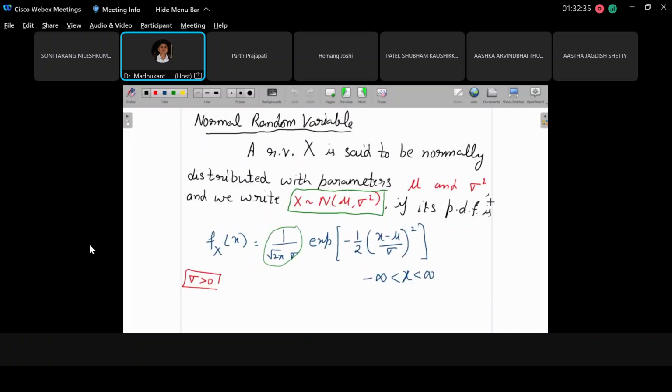Fine. Now it's a very important random variable which you will see when you go for some advanced topics. Okay, and this is actually given by De Moivre.